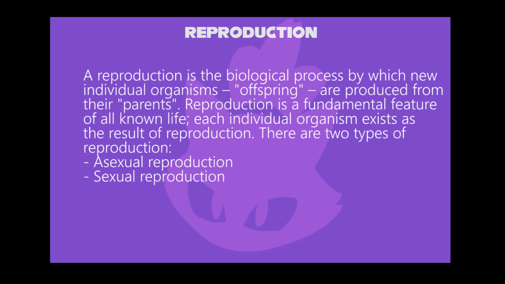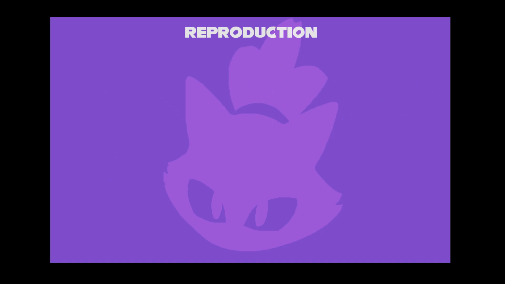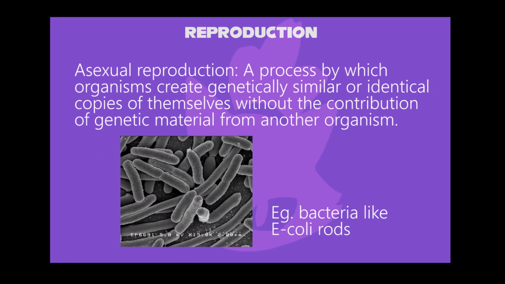Each individual organism exists as the result of reproduction. There are two forms of reproduction, asexual and sexual. Asexual reproduction is a process by which organisms create genetically similar or identical copies of themselves without the contribution of genetic material from another organism.